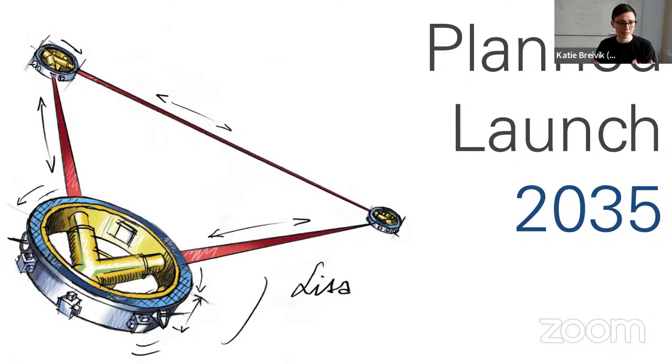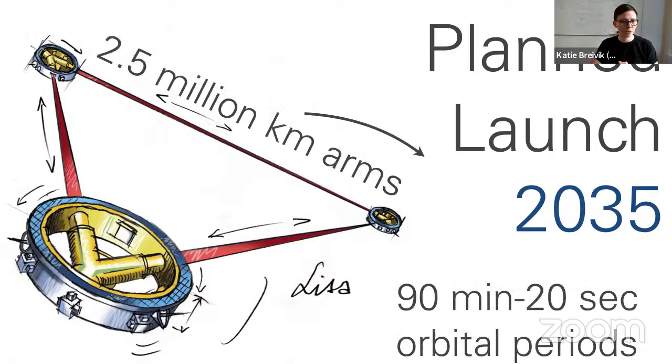LISA is very different from ground-based detectors because it has 2.5 million kilometer long arms. It definitely has to orbit in space. It orbits on an Earth trailing orbit, but around the sun, a heliocentric Earth trailing orbit. And the size of its arms translate to a gravitational wave sensitivity that puts it in the region of observing orbits that are 90 minutes to 20 seconds. So very different from merging stellar mass compact objects like ground-based detectors are sensitive to.